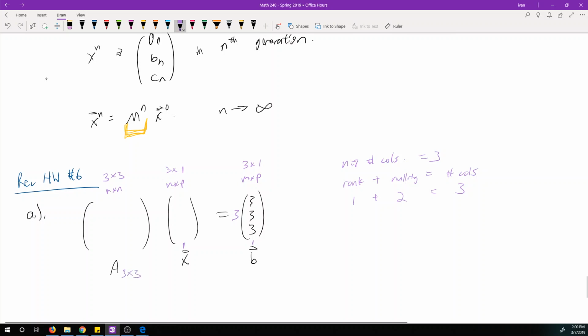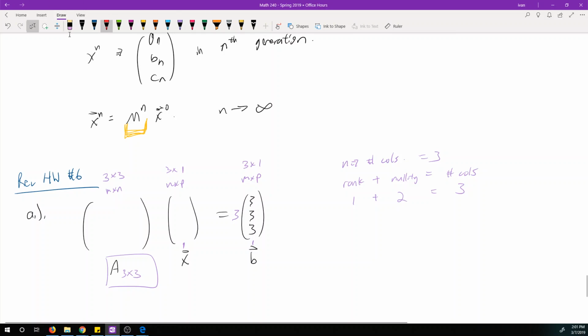Yeah, you could have done that as well. That was fine, because if it's a solution to the system, then the dimensions have to work out. So you could have done that too. All right, so that's part A. A is 3 by 3.